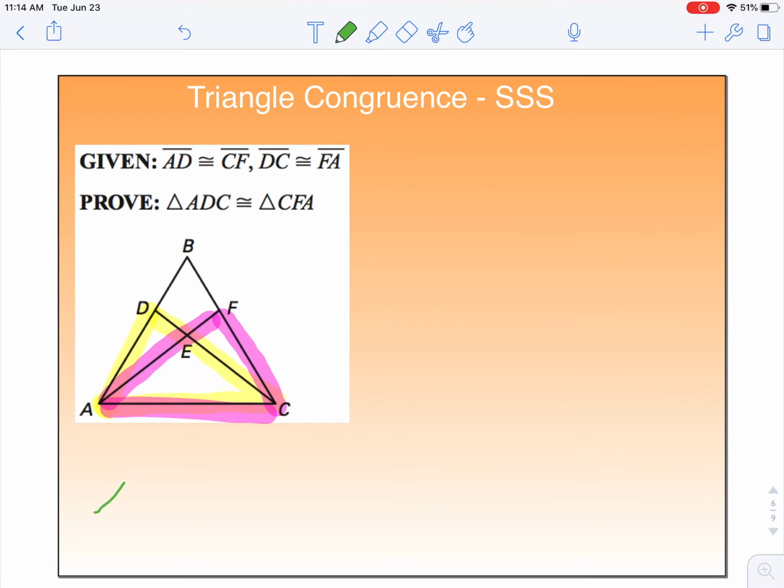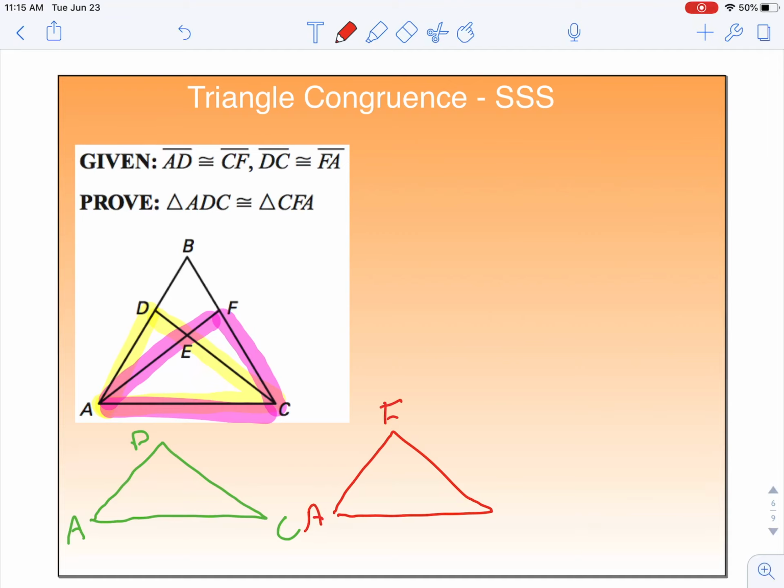And so a lot of times what's going to be easier to do is actually draw those triangles separately. So I'm going to try my best to draw triangle ADC. That was the yellow one. And I'm going to draw the other triangle that's in there, AFC. And those are my overlapping triangles. So I could highlight them the same color that I drew them in the picture, or that I redrew them. But that's what we're looking at. So can we prove those triangles are congruent?